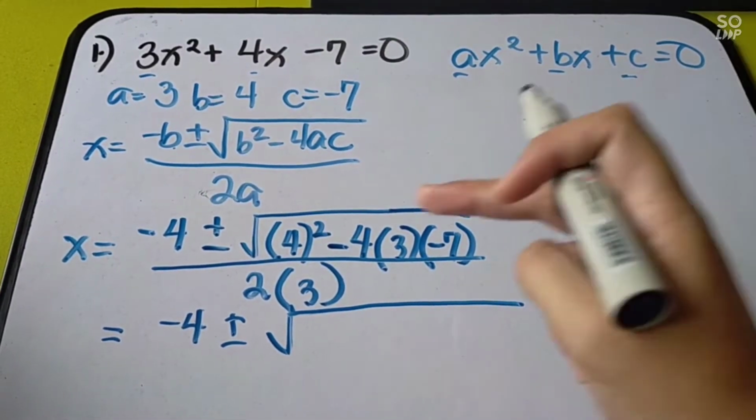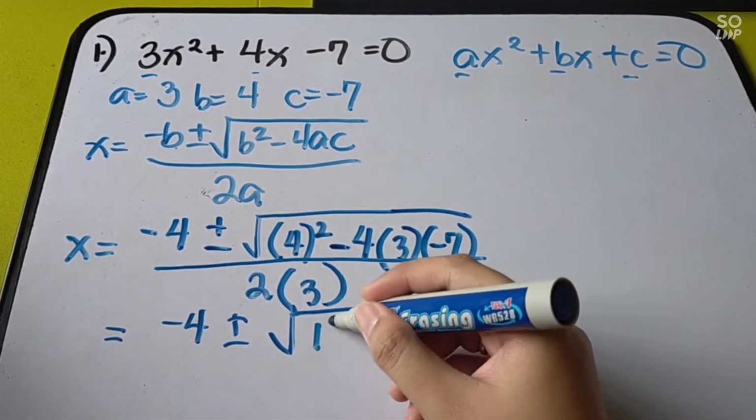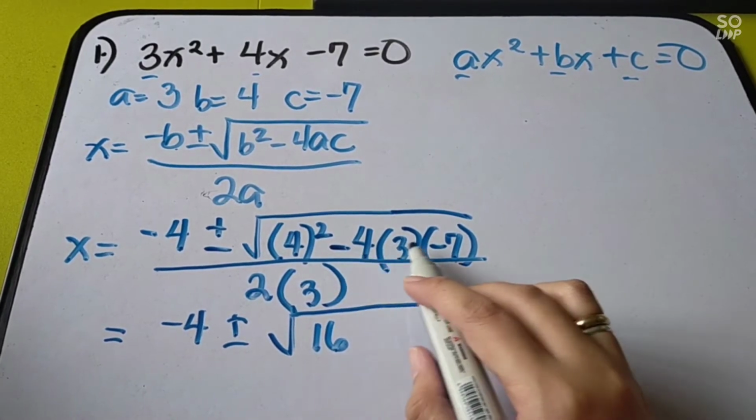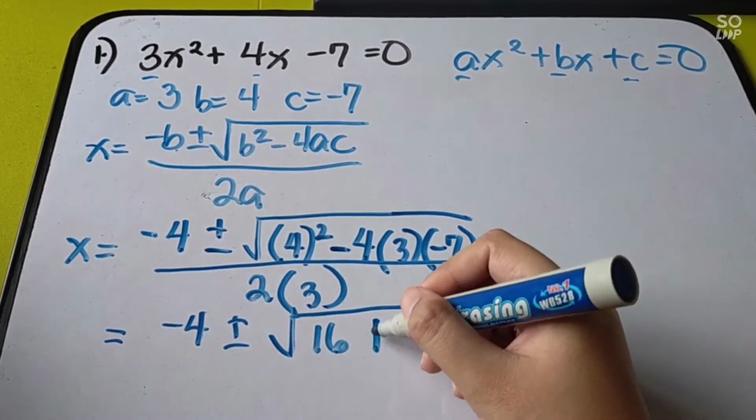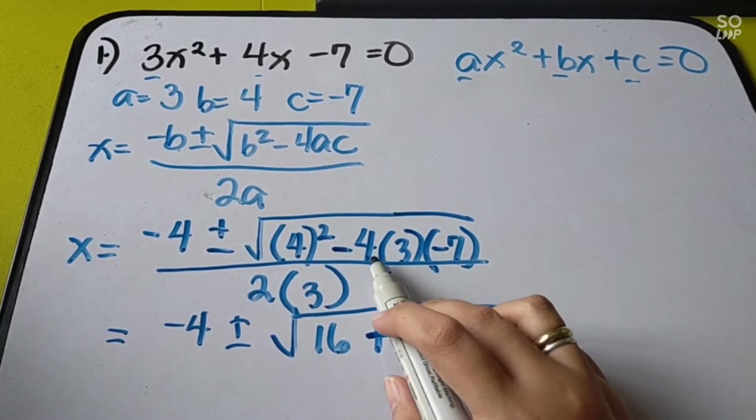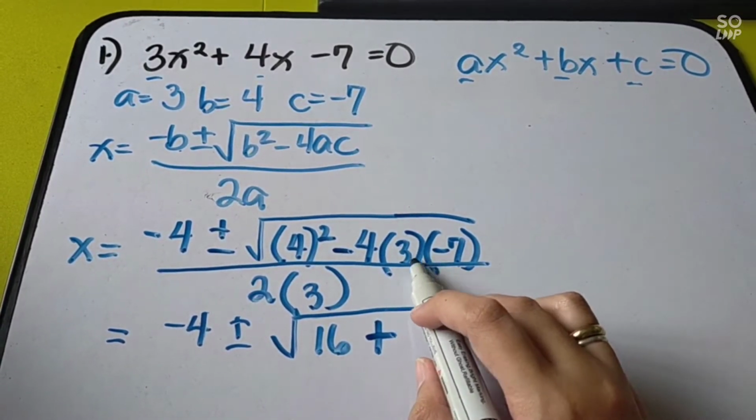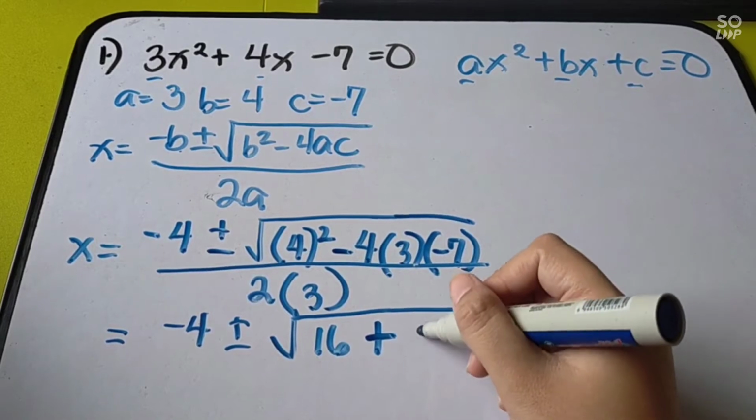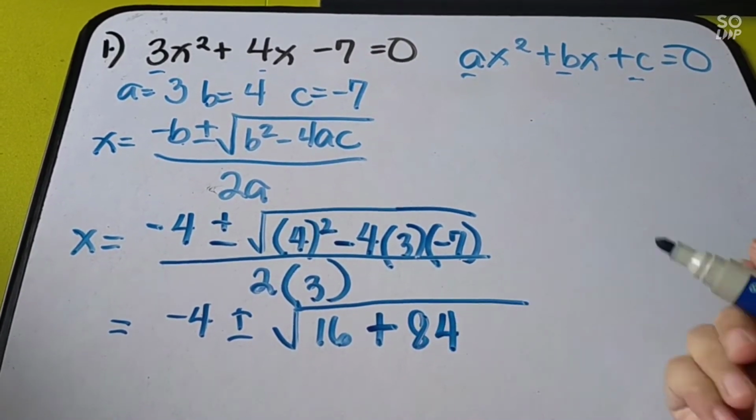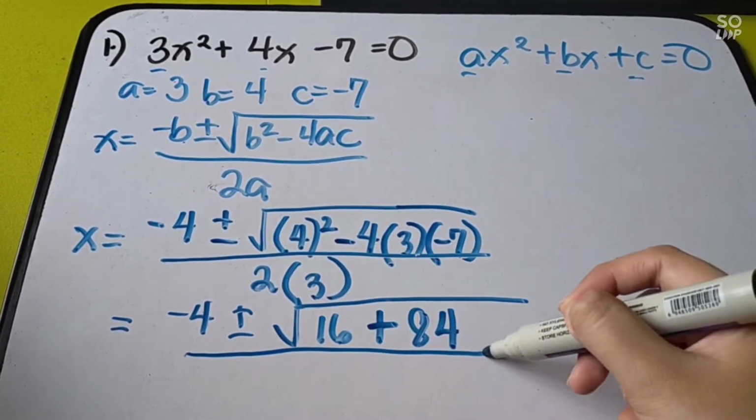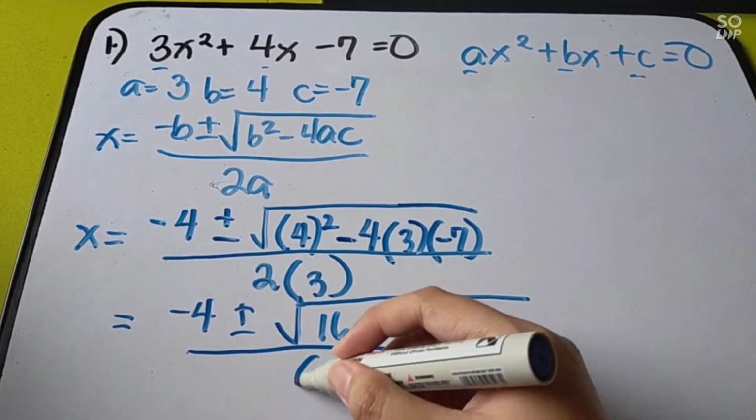Just simplify. 4 squared, we have here 16. Then, since dalawa ang negative natin, magiging na itong positive. Then, just multiply. 4 times 3 times 7. 4 times 3 is 12. Times 7, we have here 84. Ayan na. Then, all over 2 times 3, we have here 6.